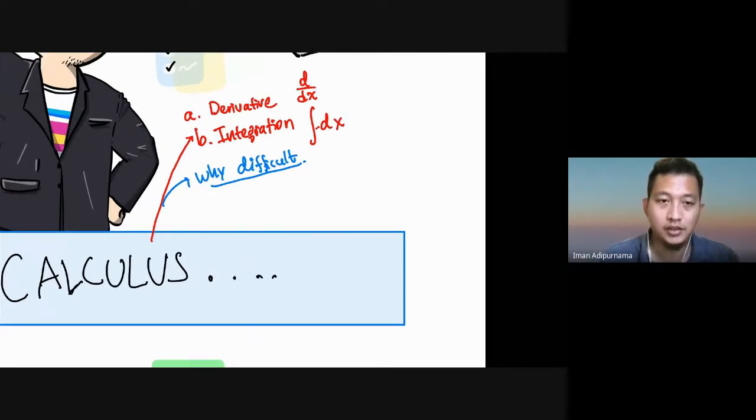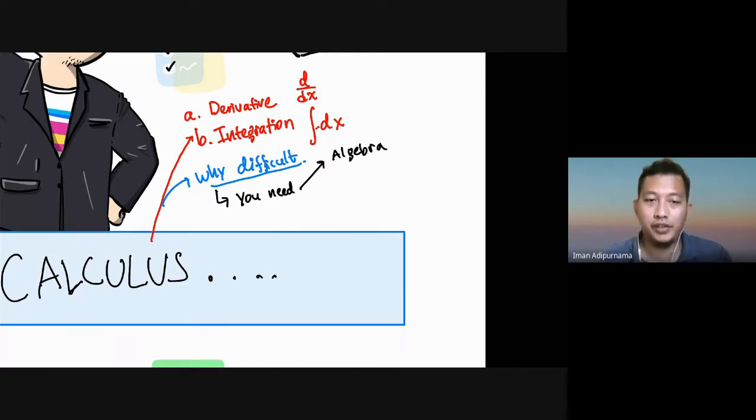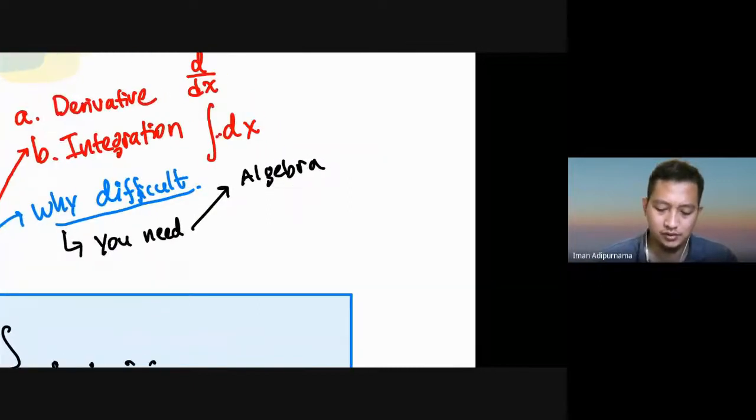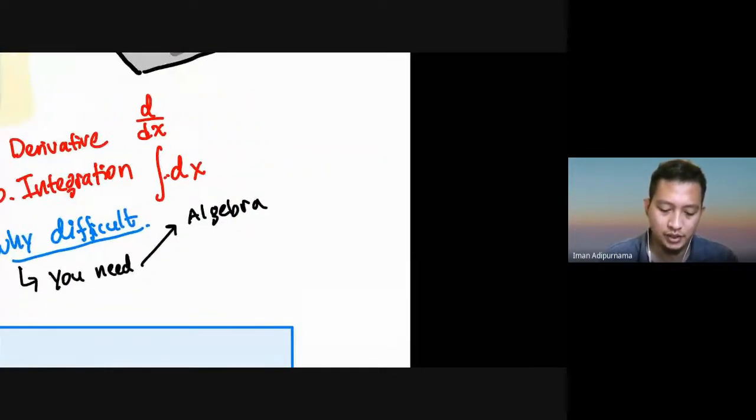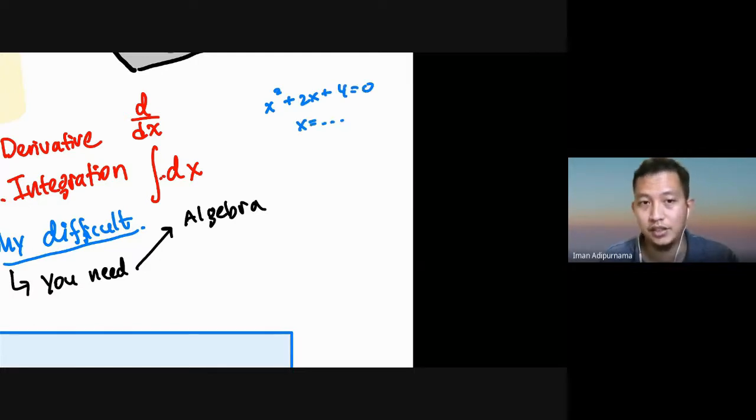Because in order to understand calculus, aside from the concept of derivative and integrations, you need to understand first the algebra. You need to be familiar with algebra. What is algebra actually? For example, usually algebra is something like this. You have x squared plus 2x plus 4 equals 0. What is x? That's algebra. So algebra is anything related to formulations and how to simplify those formulas. We can simply call that algebra.